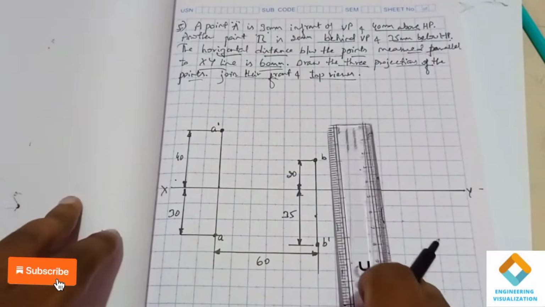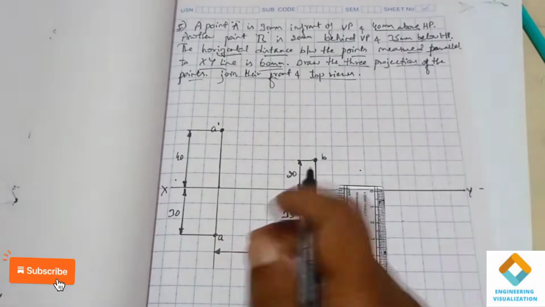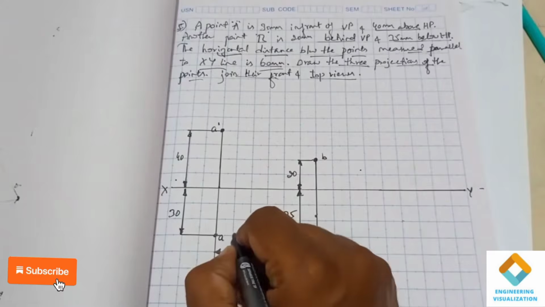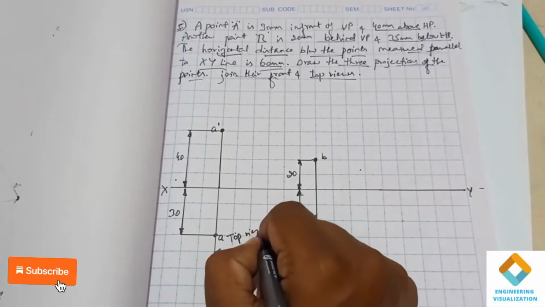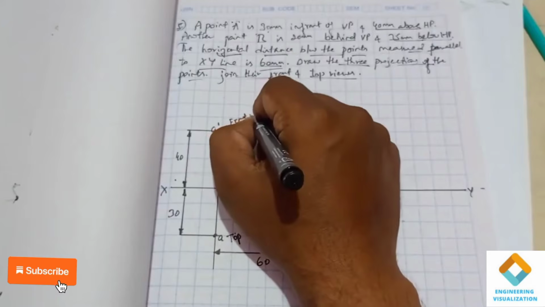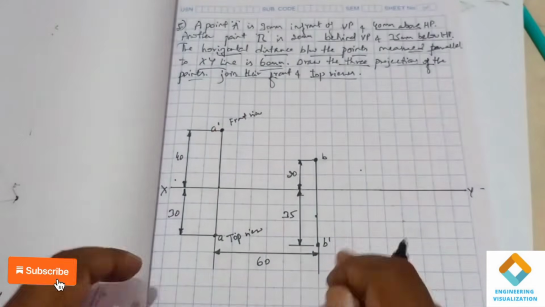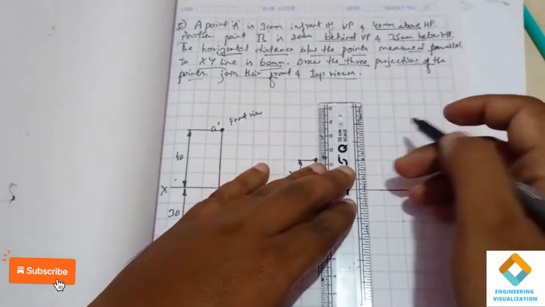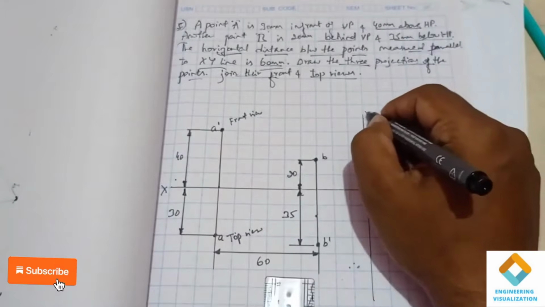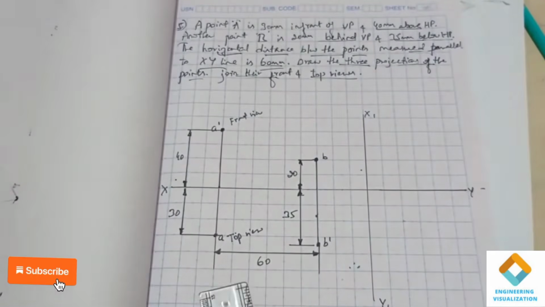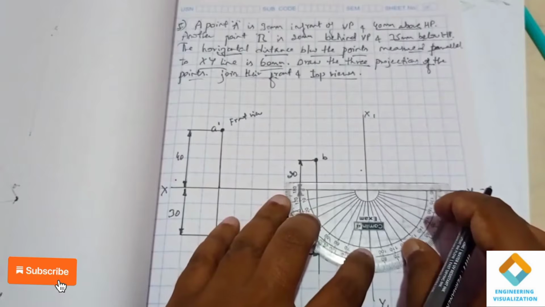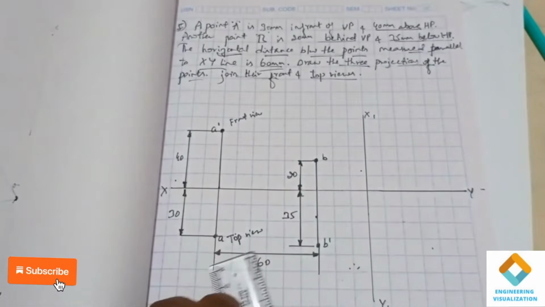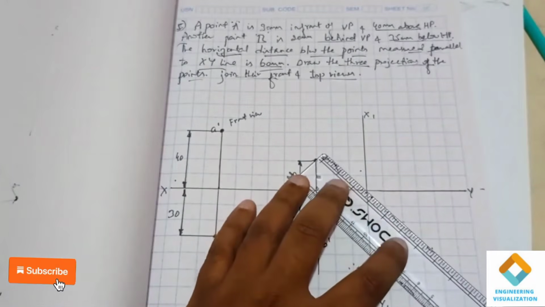For this purpose, we need to draw a 45-degree angle line. First, for this point A, this is our top view and this is the front view. Wherever we have the top view, on that side we have to draw the 45-degree angle line. So here I'll draw one X1 Y1 line. This is X1 and Y1. I'll use the protractor here, place it at the intersection of XY and X1 Y1, mark 45 degrees and then draw an angle line.